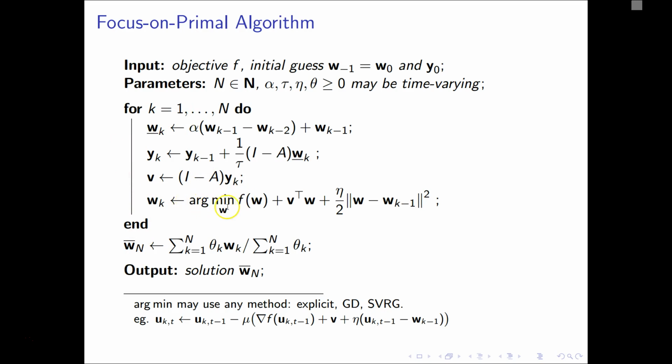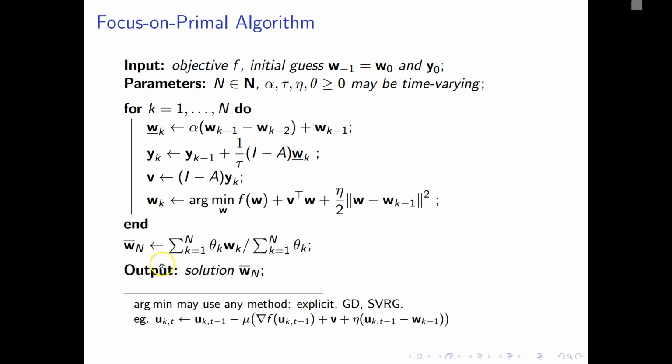To do this argmin, you can use an explicit solution if you have a very simple f(w). You can also use gradient descent, SVRG, and that kind of thing. And finally, in Professor Lan's algorithm, he also does this averaging. I think this is for theoretical convenience, and in practice I don't see it being any good. It's fine to just output this W capital N.